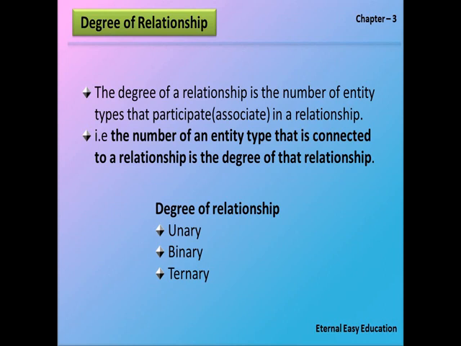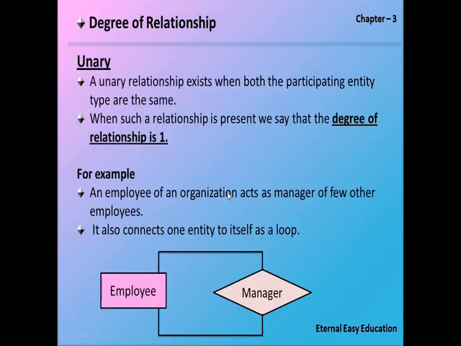So the degree is 1. If two tables are connected to form a relationship, then it is degree of 2. If three tables are linked to form the relationship, then it is 3. Unary relationship exists when both the participating entity types are the same. For example, an employee of an organization acts as the manager of a few other employees. So it connects one entity to itself as a loop. So the connection is only within one table. So it is degree of 1.